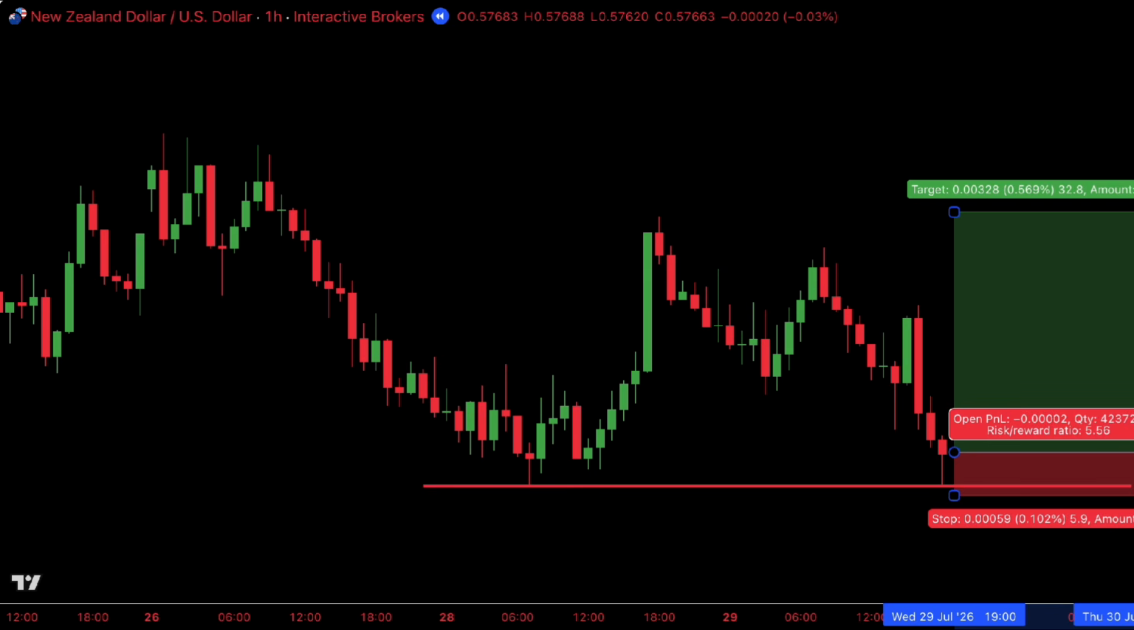Now look at what happened next. As you can see, buyers took control at the support level, and the market moved strongly higher. This is why we don't want to trade candlestick patterns blindly. When you combine a candlestick pattern with an important area such as support or resistance, the pattern can give you much more useful information about the battle between buyers and sellers.